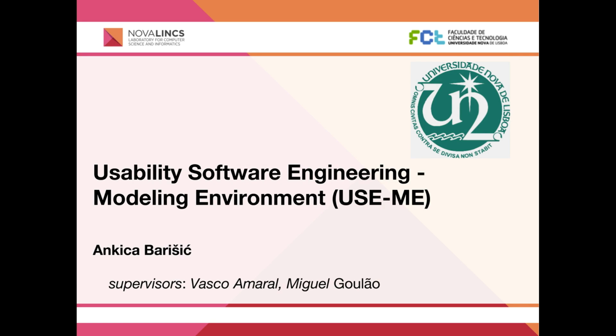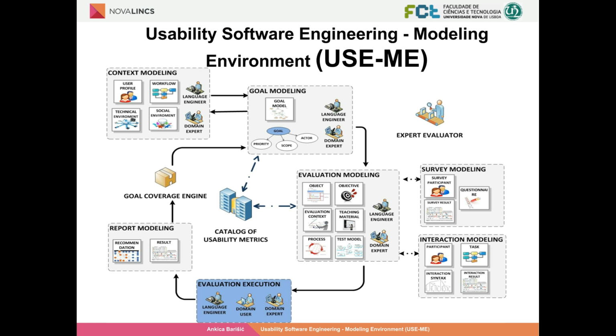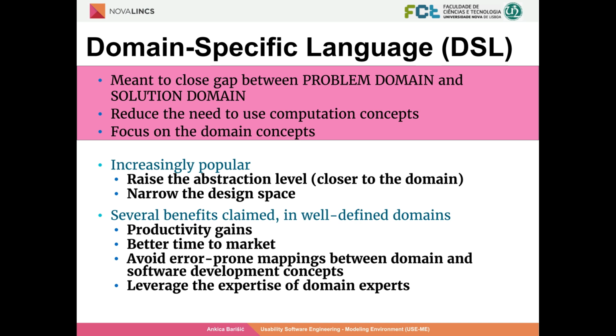The Usability Software Engineering Modeling Environment, USME, is a systematic methodological approach to evaluate the usability of domain-specific languages during their development for application domains that target large end-user groups. A domain-specific language, DSL, is meant to close the gap between problem and solution domain by reducing the need to use technical concepts and focusing on the domain concepts.